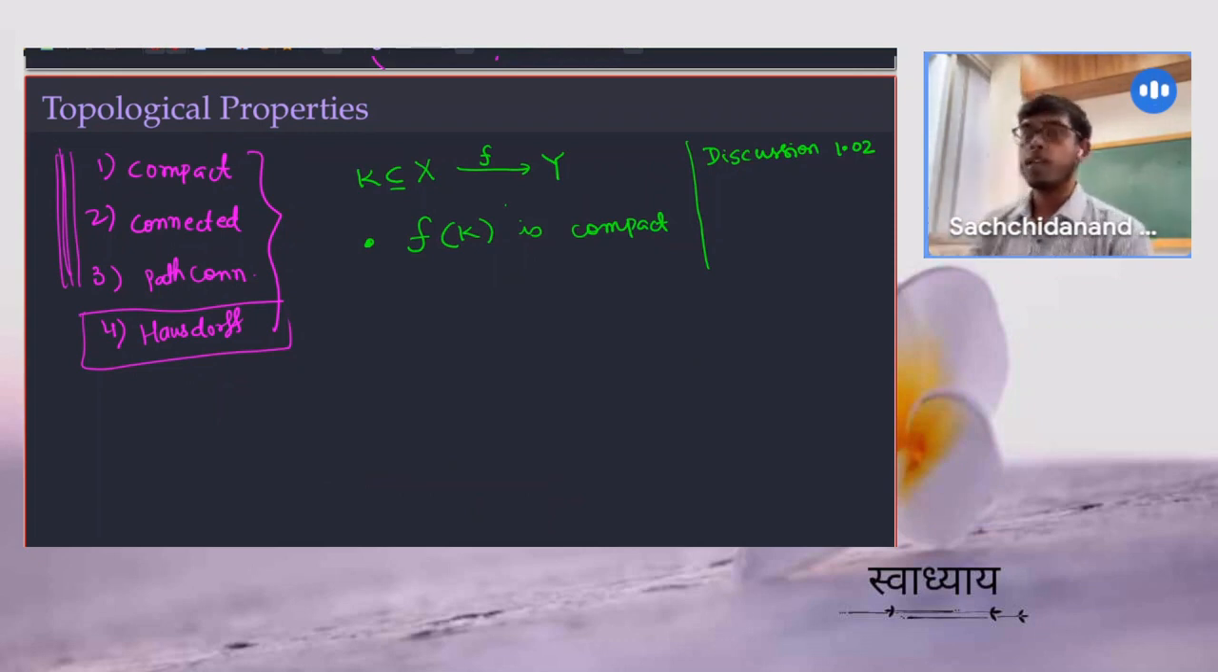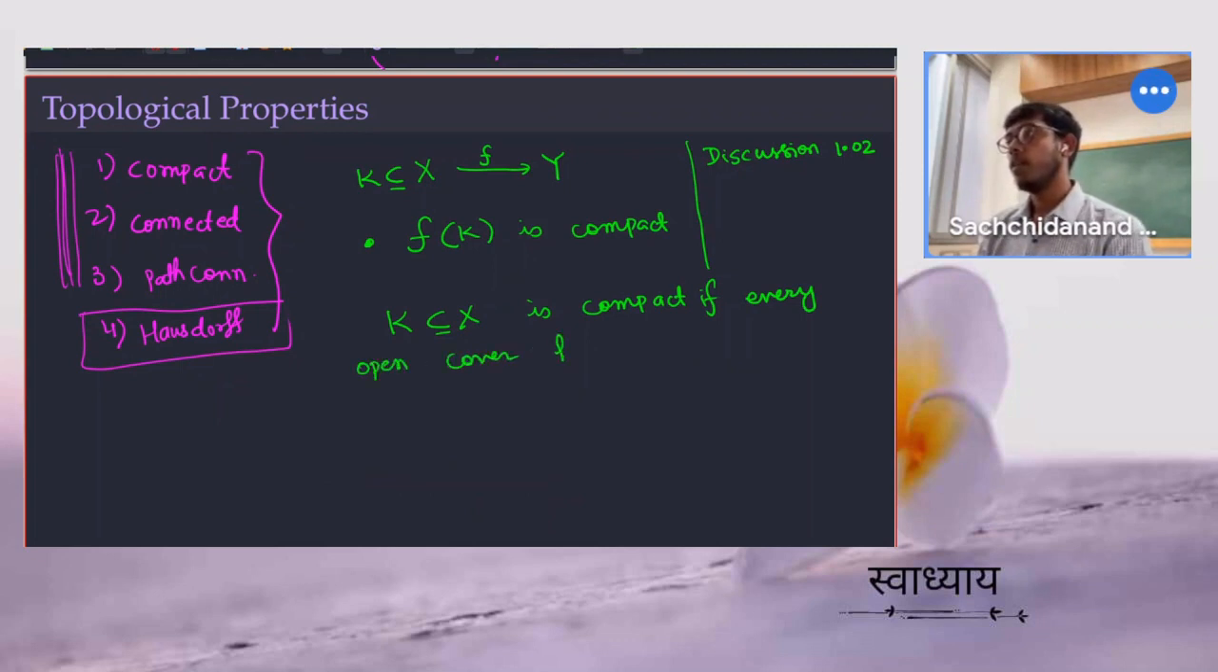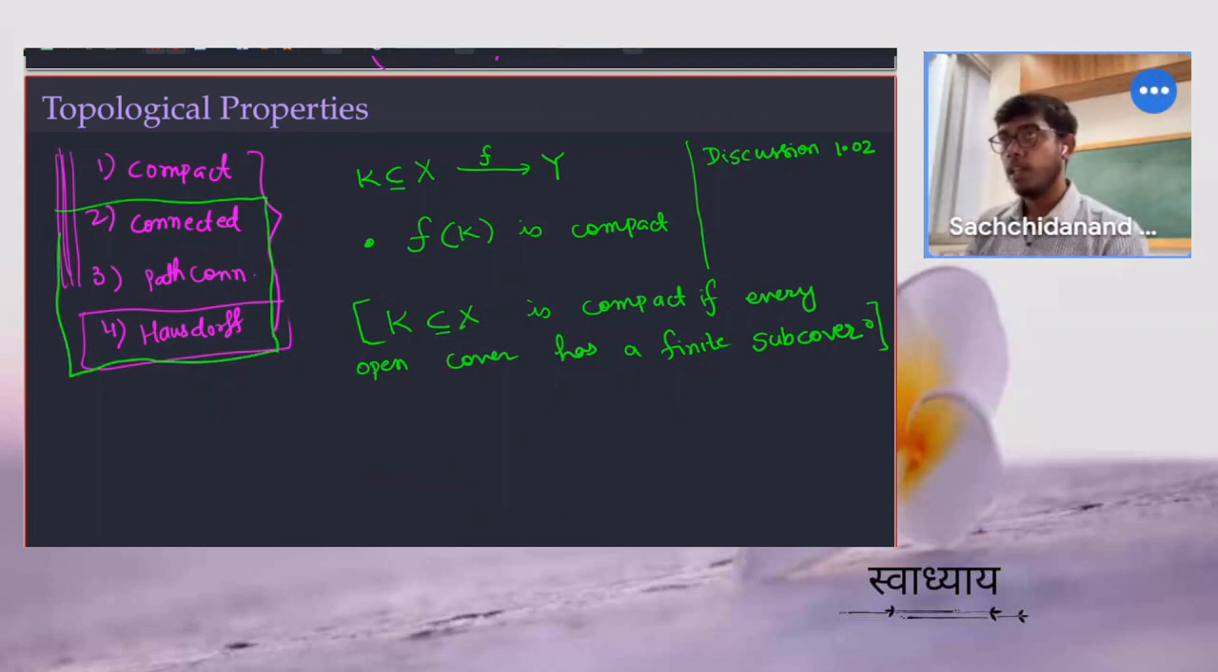Since you have done this in metric spaces, the definition would be the same. I say that K inside X is compact if every open cover has a finite subcover. Even in metric spaces you have read that if you take any open cover of that set, you can get a finite subcover, then we say that set is compact. For the time being, let's restrict to compact. The rest we may discuss in later discussions.